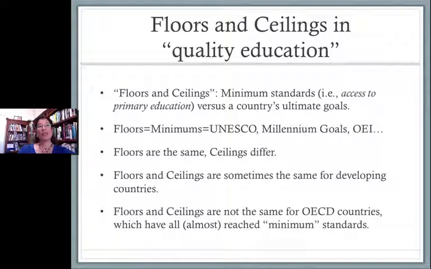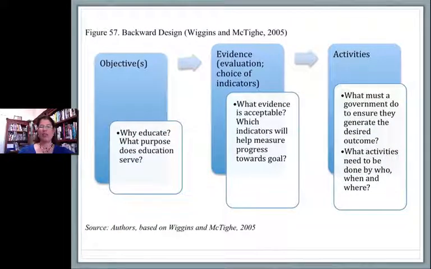Sometimes floors and ceilings are actually the same thing, because depending on the stage of a country's development, they're striving for the bare minimum to basically say, this is where we're trying to reach right now. So they haven't projected towards higher goals much beyond what is recommended by UNESCO, for example. However, it's very important to recognize that floors and ceilings are not the same thing for OECD countries, which, all 34 countries, have almost all more than passed all of the basic floors that have been recommended internationally. So their true challenge now is to decide, now that they have the floors, what the priorities are as far as ceiling measures. Where do they actually go? So this changes the objective a bit.